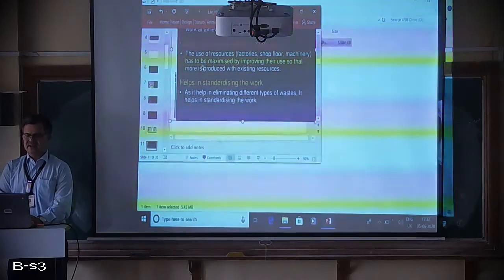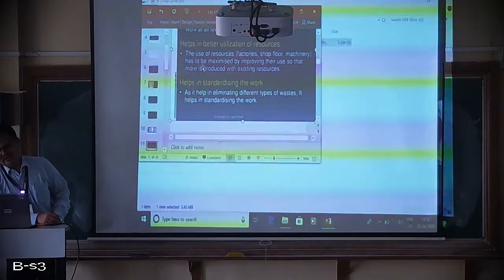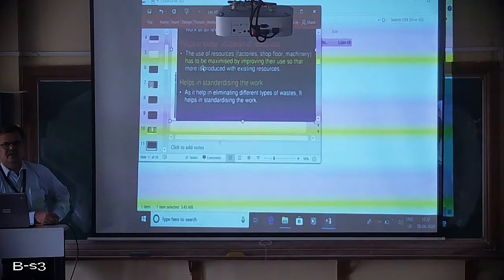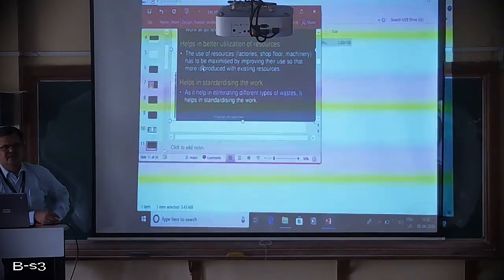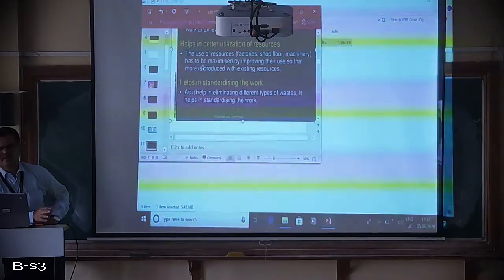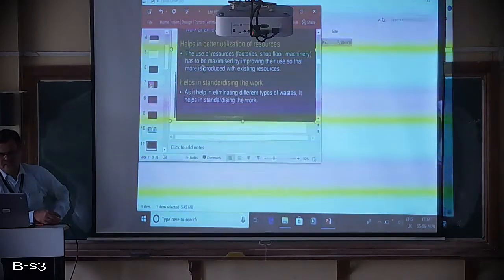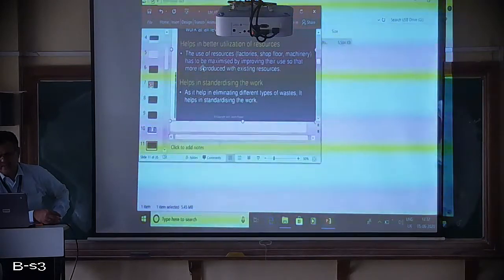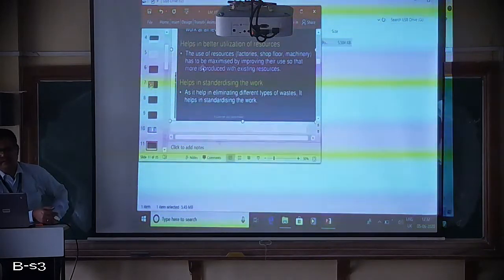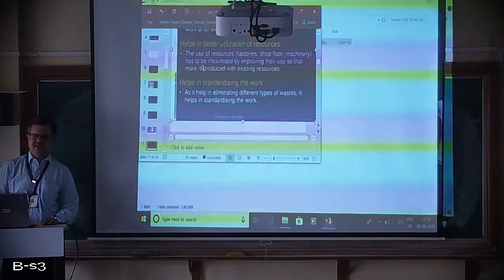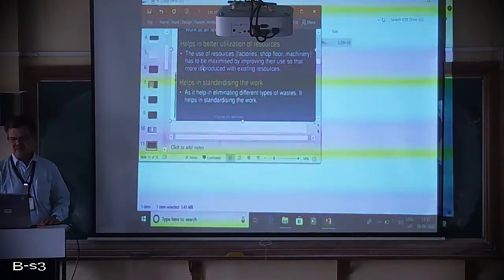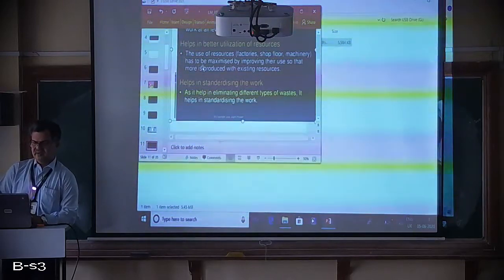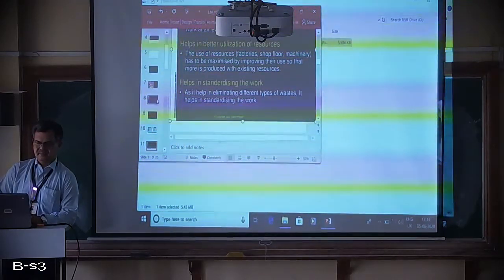It helps in standardizing the work. Standardizing work is very important, to avoid leveling and unleveling. To balance it, they have to standardize. It helps in eliminating different types of waste, and by eliminating waste we can standardize. That's how Heijunka helps as a tool in lean manufacturing.